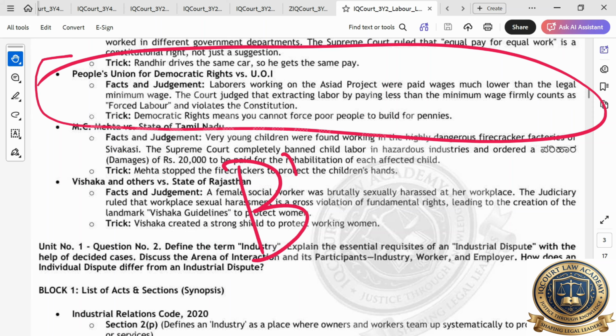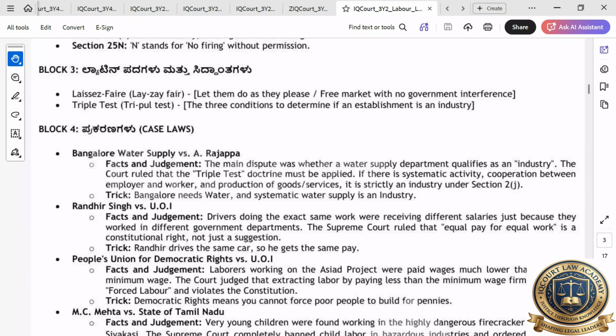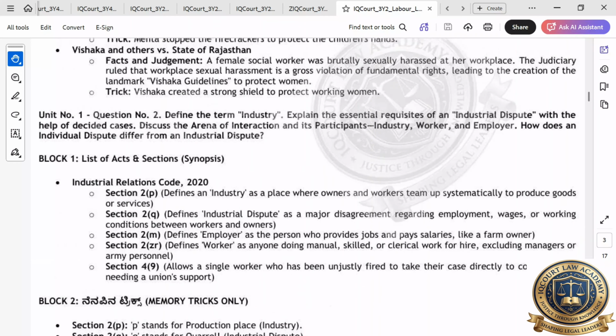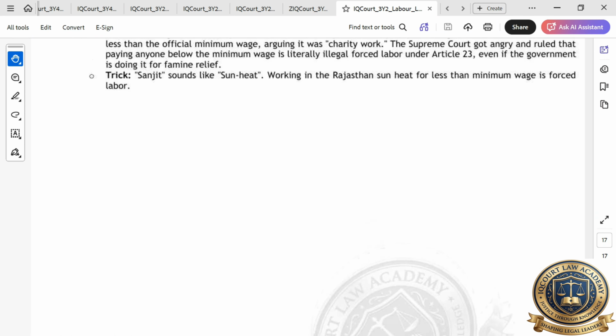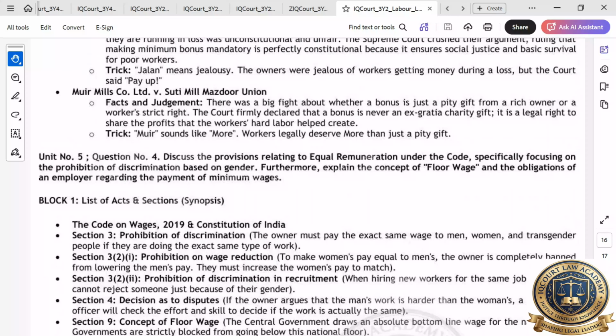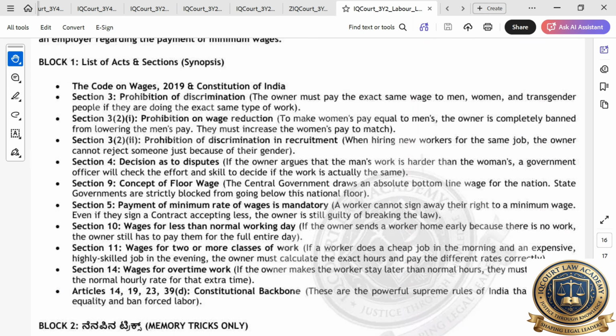We call these block materials. This is the 4th block. We will be seeing the case laws for each question. Question number 1, unit number 1, question number 2, like this for up to 5 units we are providing. This is the 5th unit, question number 4, and this also we are providing.